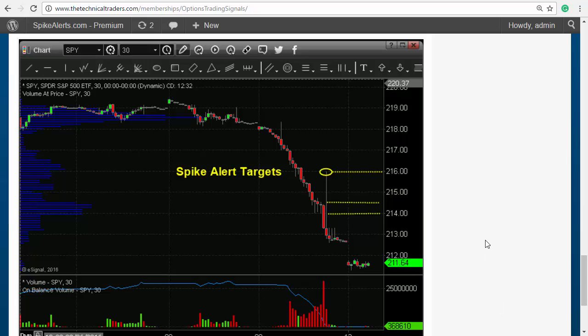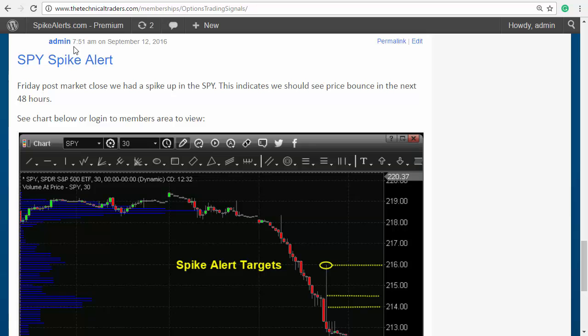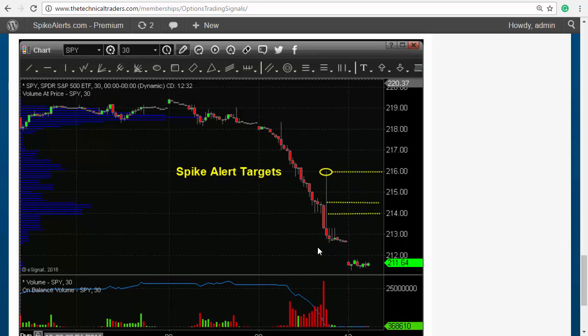So let me walk you through what a spike alert is, its characteristics, and how to trade it. Here you've got the spike alert I sent out at 7:51 a.m. September 12th in the morning, pre-market trading, showing where we had a price spike, showing you where we're looking to put our targets. Typically, I put a target around a third of the move, 50% of the move, and 80 to 100% of the move.